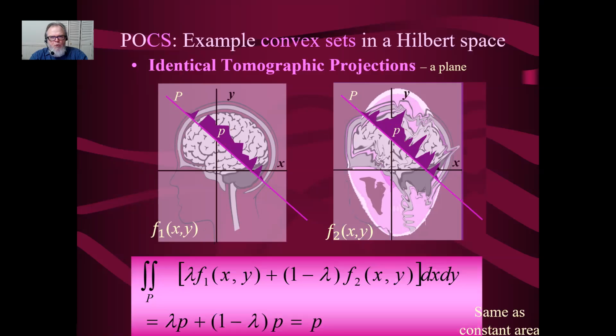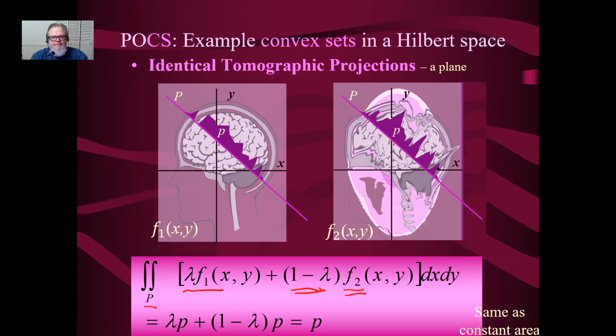And the proof is exactly the same as for the set of all signals with the same area. It's exactly the same. Lambda times the integral of f1 over the path P plus 1 minus lambda times the integral of f sub 2 is equal to lambda P plus 1 minus lambda P. Both of them are assumed to give you an area of P, and so therefore we get a convex set.